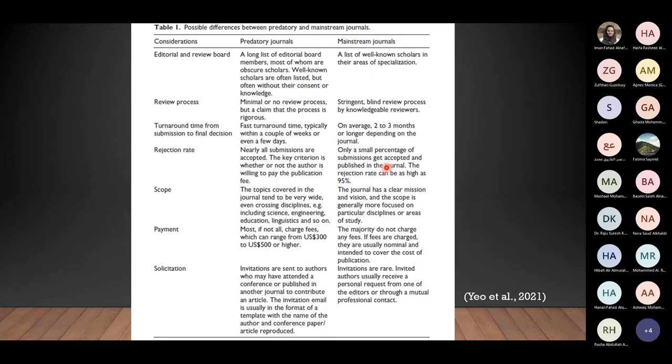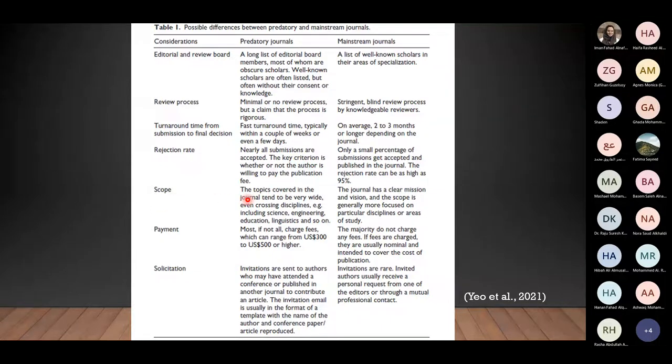So what is the definition of predatory publishers? Let's see some characteristics. Editorial and review board: predatory publishers have a list of big names, and surprisingly, some of these people may not even know that their names were listed in the journal, which is suspicious. Why do you list somebody's name as an editorial board member without their knowledge? To give credibility to the journal. The review process: minimal or no review process. Turnaround time: usually it's fast, even weeks or days, and usually the decision is accept. Rejection rate: they basically accept all submissions, if the author is willing to pay.